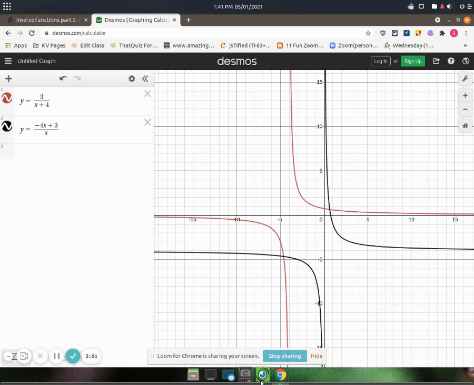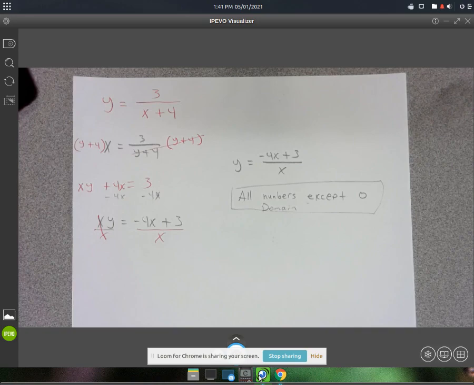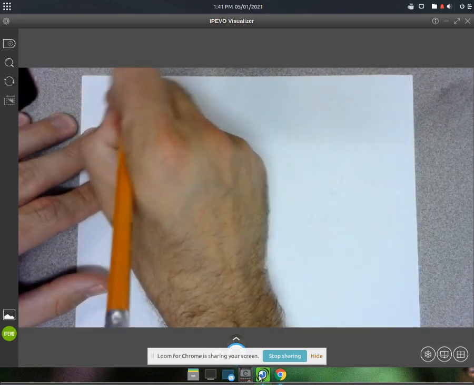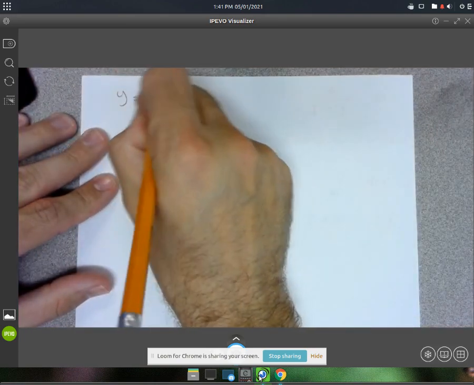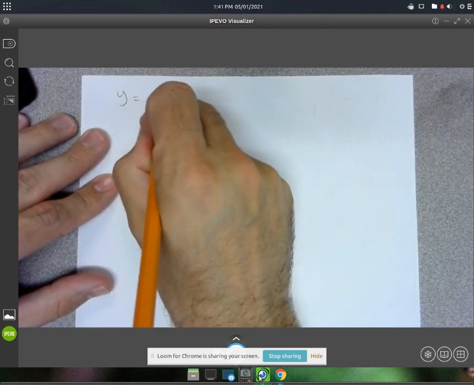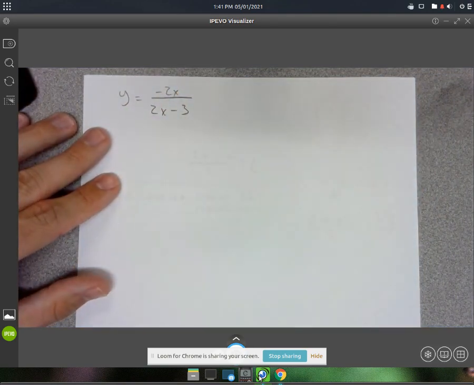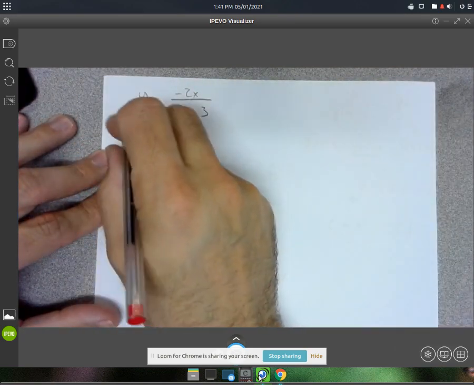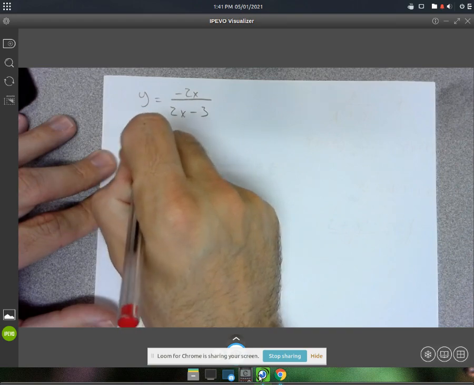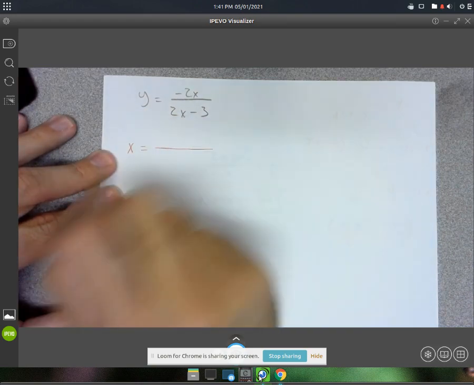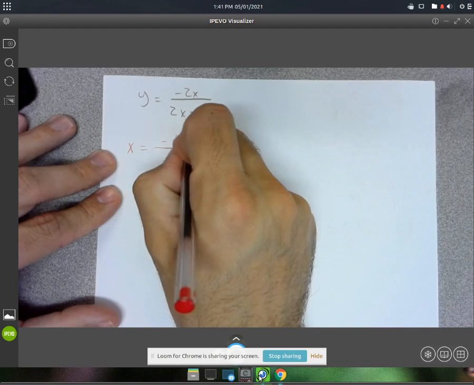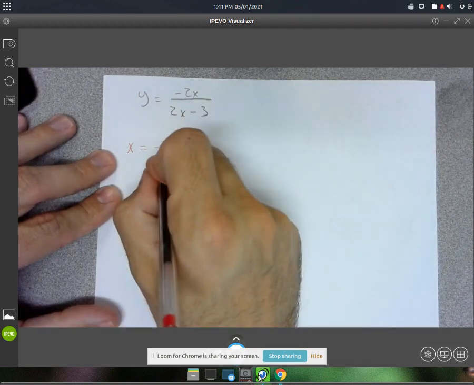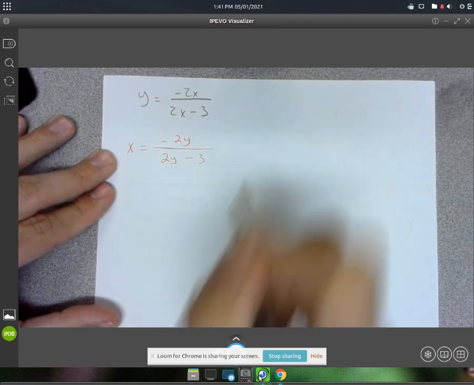All right. Let's go ahead and do one more of the rational functions. We're going to do y equals negative 2x over 2x minus 3. Swap the x and the y. This time we have 2x's here, so that means we're going to have 2 y's when we make our swap. So we'll have negative 2y, and on the bottom we'll have 2y minus 3.